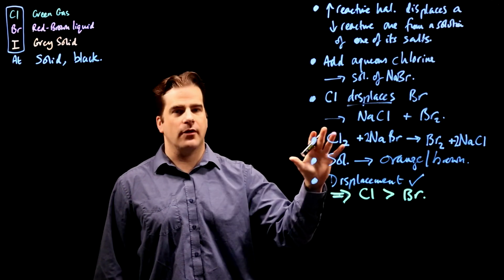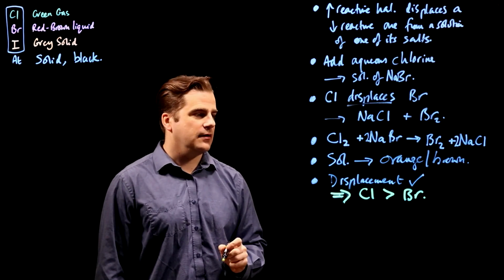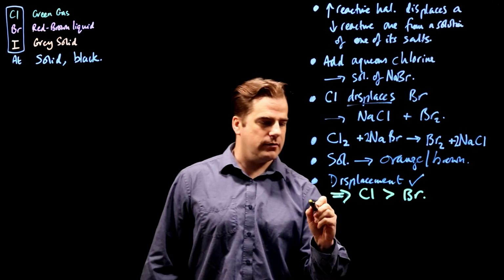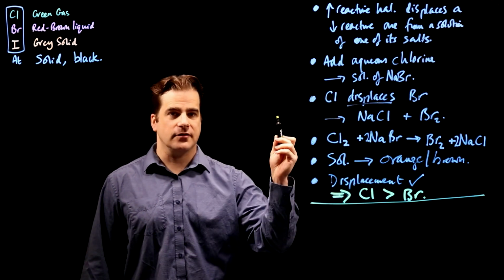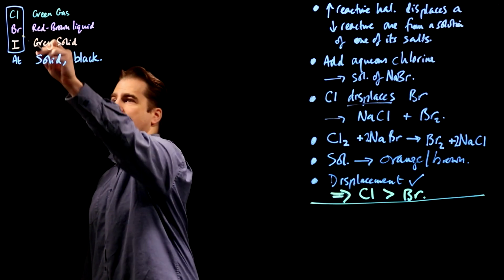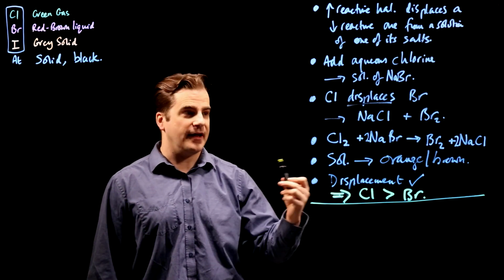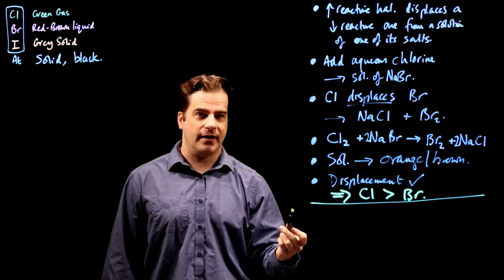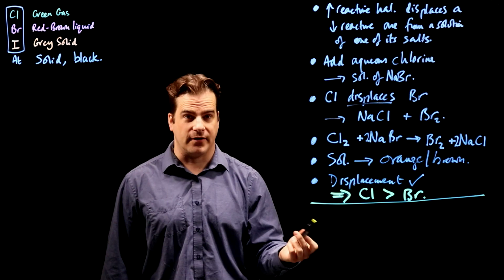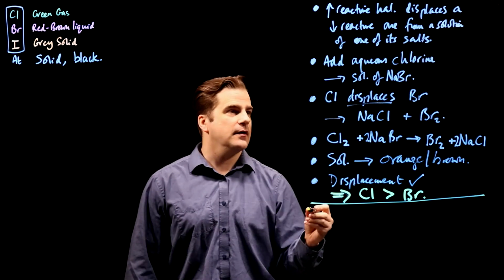So we're well on our way to 6 marks. Probably got at least 4 marks already. Now, to get the full 6 marks, we just need to repeat that with bromine and iodine and prove that bromine is more reactive than iodine. And then if chlorine is more reactive than bromine and bromine is more reactive than iodine, chlorine is definitely more reactive than iodine. We've got all 3 in the correct order. So just repeat.